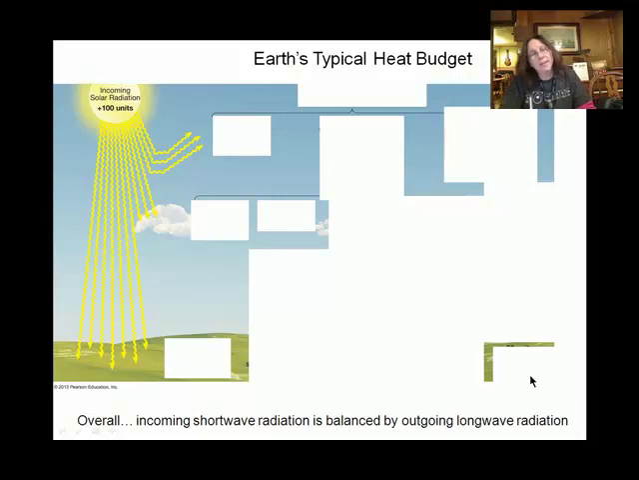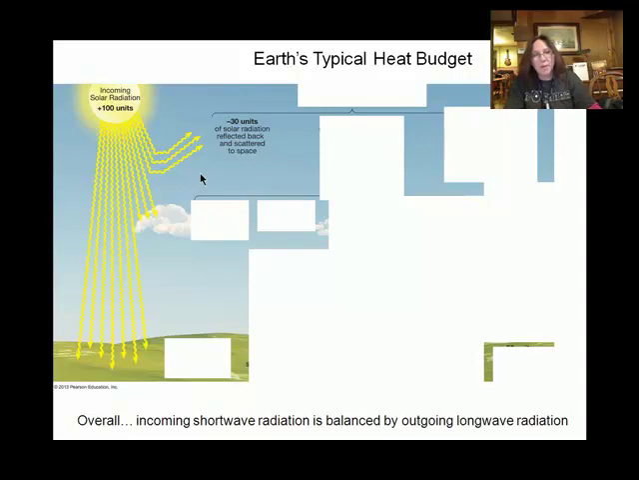So here's what I think is a neat figure from your textbook, and it looks at all the phenomena that we looked at in chapter 2. It says, all right, so what if we have 100 units of energy that hit this part of the Earth? And where do those 100 units go? And so I'll talk you through.